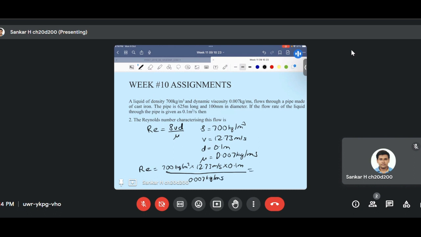And we'll get this value as basically whatever value we found for velocity times 10,000. So it's 127300, indicating that this is a highly turbulent flow.